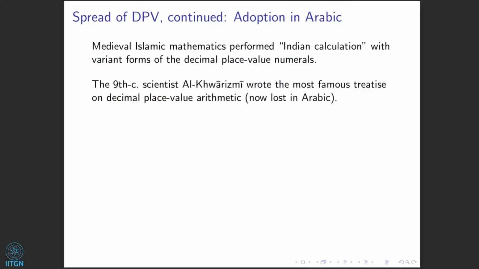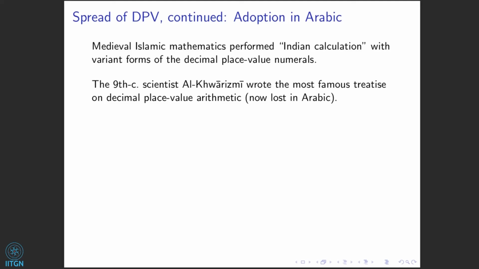And one thing that really, I think, sealed the deal on this as a global phenomenon was the adoption of the decimal place value system, or Indian numbers, or Indian calculation, in the very far-flung and very active Arabic tradition of mathematics and astronomy. The 9th century scientist Al-Khwarizmi, whose name survives in the word algorithm, wrote the most famous treatise on this, a Latin recension of which survives, but not in Arabic.